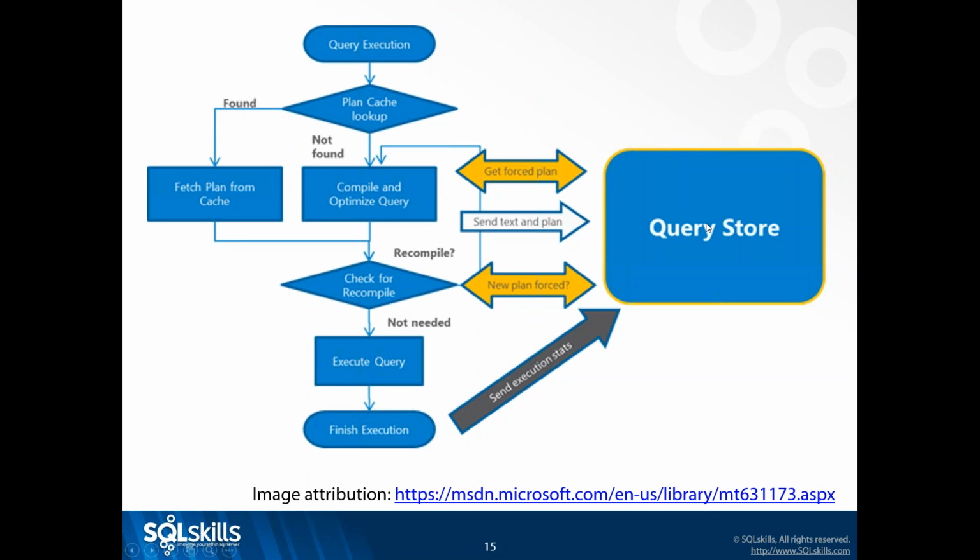That happens. And at the same time, there's a check for recompilation, which is really not needed here, and then there's an execution of the query. Once the query finishes executing, then you can see down here it sends the execution stats over to query store. So this is kind of the order of events, how the query store activity fits into normal compilation and optimization.